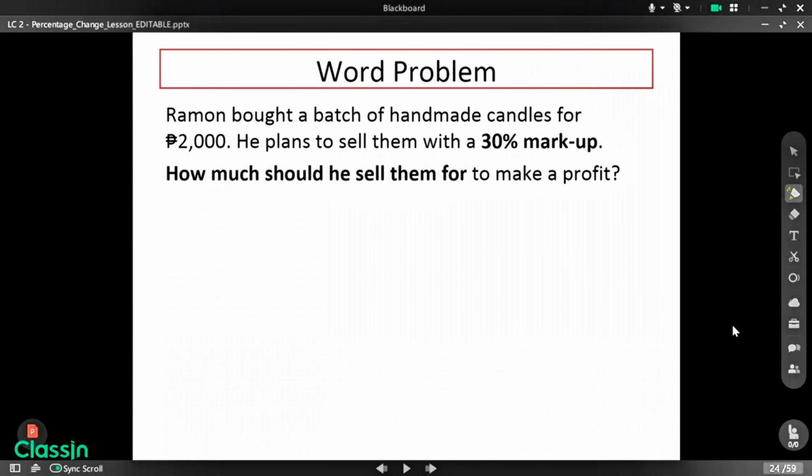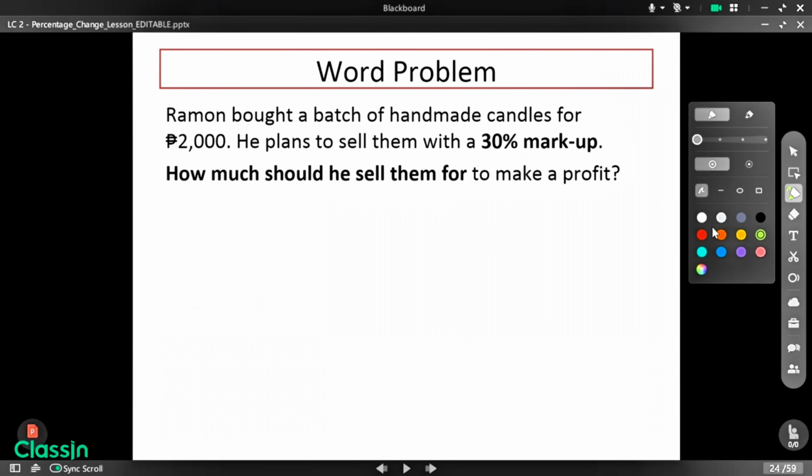Alright, so let's read the problem first. Ramon bought a batch of handmade candles for 2,000 pesos. Then he plans to sell them with a 30% markup. How much should he sell them for to make a profit?